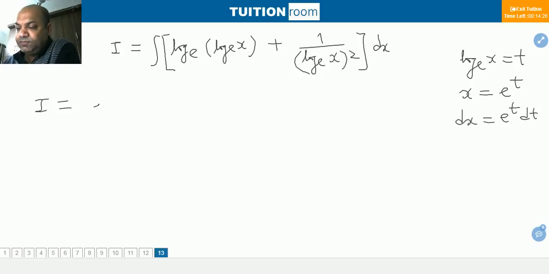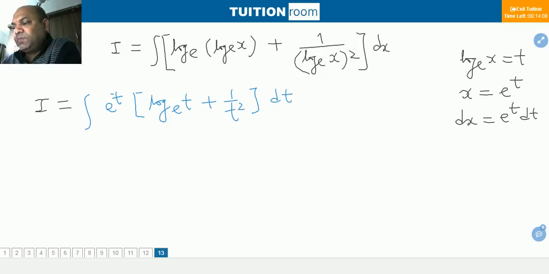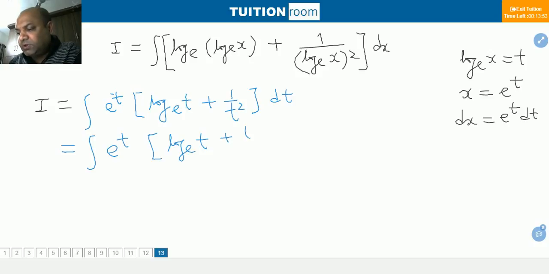So we can break it into two separate integrals: e raised to power t times log t plus 1 by t, dt, and second, e raised to power t times minus 1 by t plus 1 by t square, dt. Okay, now it becomes very simple. The derivative of log t is 1 by t and the answer will be e raised to power t into log t. Here the derivative of 1 by t is minus 1 by t square, so it will be e raised to power t by t, plus some constant.